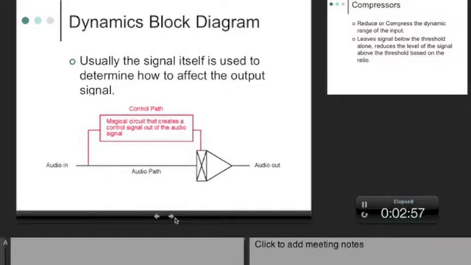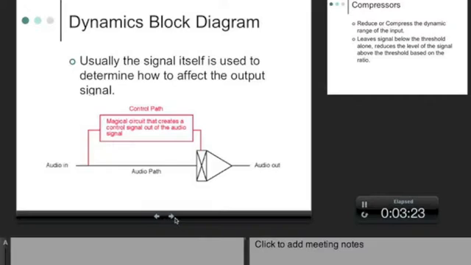Here's a block diagram of how a compressor basically works. Usually the signal itself is used to determine how they affect the output of the signal. So if you've got a vocalist coming through a compressor and the vocalist gets loud, the circuit magically controls how loud it comes out of the amplifier, which is handy.